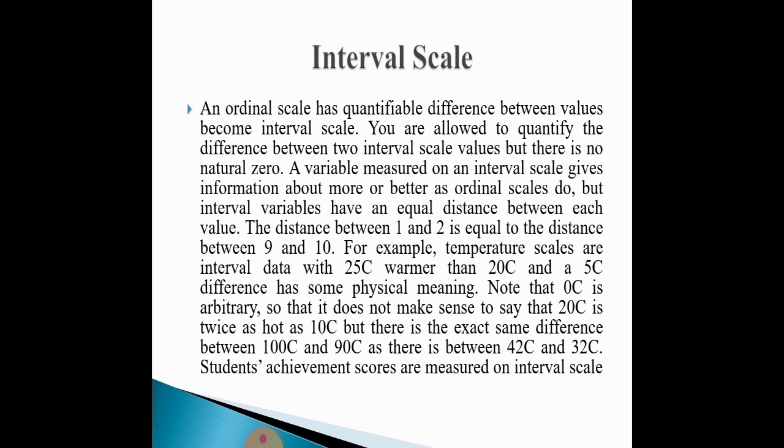For example, temperature scales are interval data with 25 Celsius warmer than 20 Celsius and a 5 Celsius difference has some physical meaning. Note that 0 Celsius is arbitrary so that it does not make sense to say that 20 Celsius is twice as hot as 10 Celsius. But there is the exact same difference between 100 Celsius and 90 Celsius as there is between 42 Celsius and 32 Celsius. Students' achievement scores are measured on interval scales.